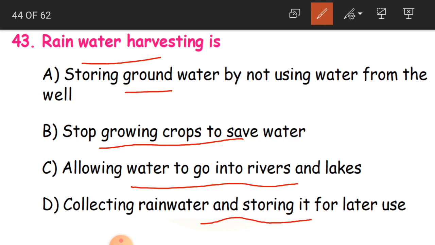Rainwater, these days most of us are encouraging and practicing this one. We are collecting the rainwater and storing it for future use. Rainwater harvesting is nothing but collecting rainwater and storing it for later use. This is a very good habit. If we have our own houses, it is good to have such a facility where you can store all the rainwater so that we can use it in future.